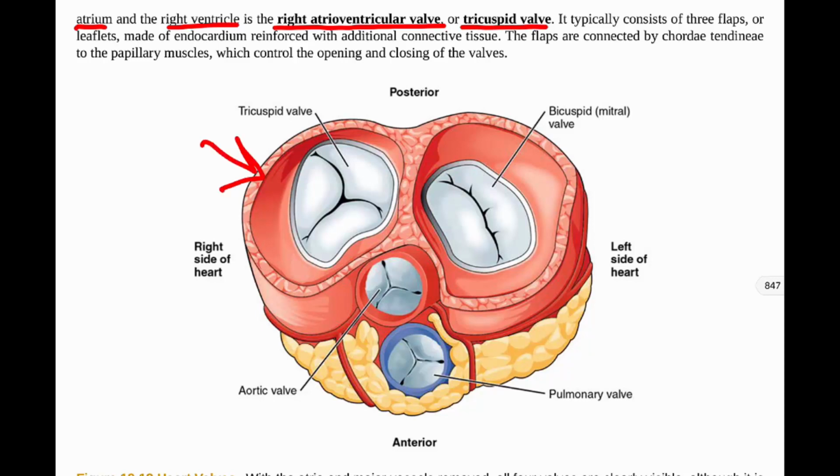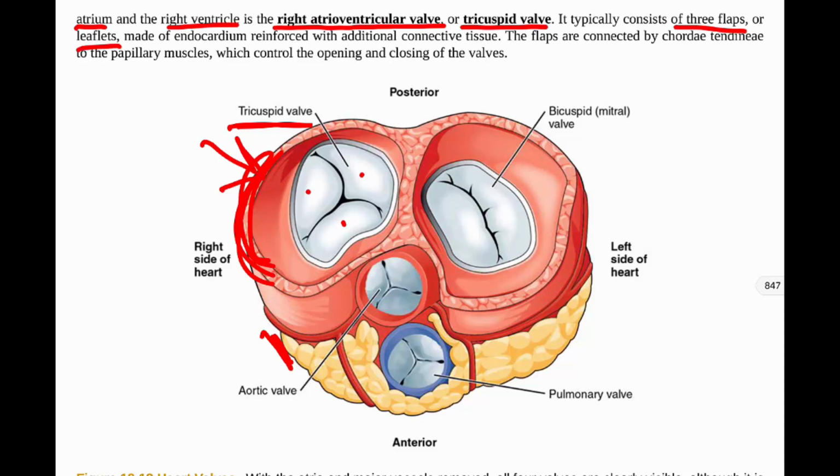It consists of 3 flaps or leaflets made of endocardium reinforced with additional connective tissue. So it's a nice thick flap of tissue. The flaps are connected by chordae tendineae to the papillary muscles, which control the opening and the closing of the valve. So that's inside here of the ventricles.